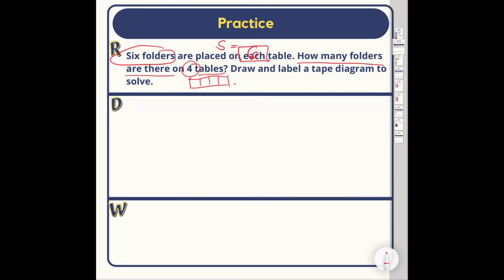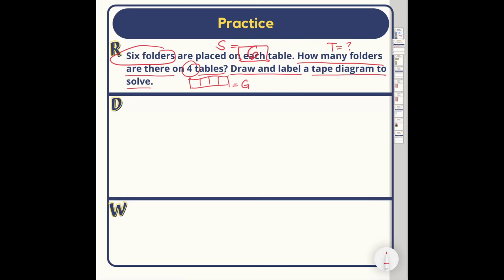So what is known? If I have my number of groups and I also have the size of the group, the unknown is, think. Of course, the unknown is the total. Draw and label a tape diagram to solve.